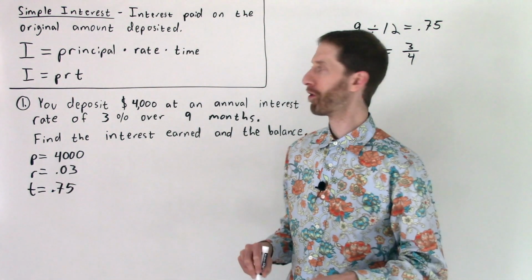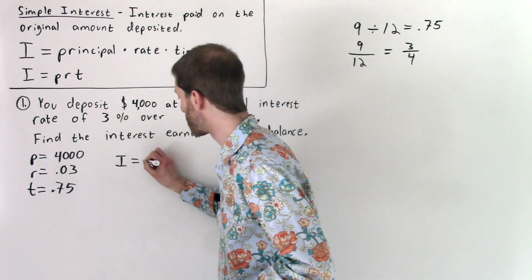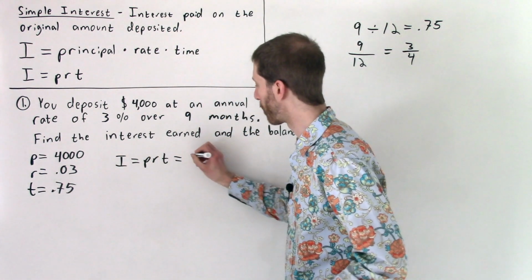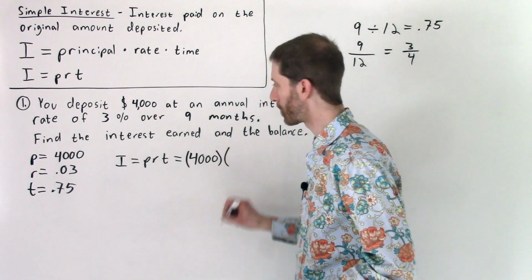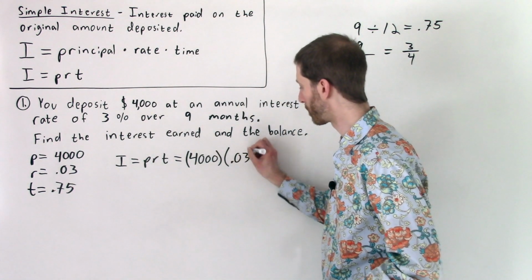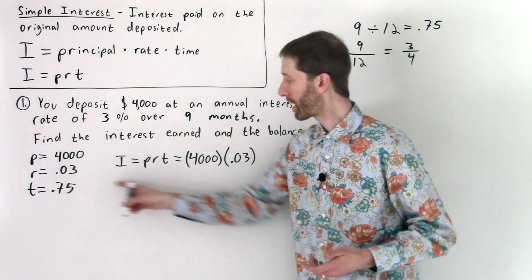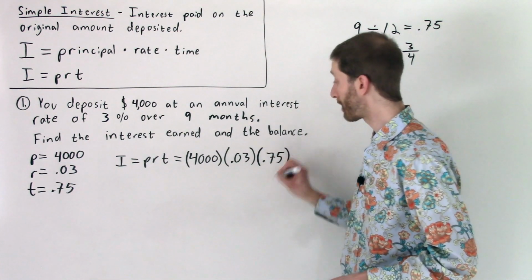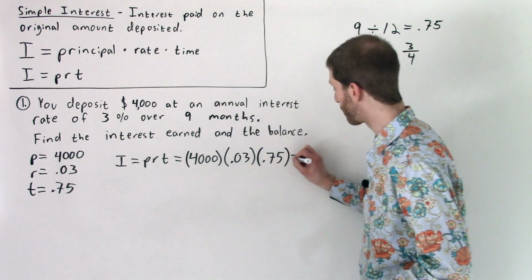Now I'm ready to rock and roll. I use my simple interest formula, I equals PRT. And so now I'm going to replace P with 4,000. I'm going to put that into parentheses to show that evaluation of 4,000 in for P. The same with R, which is 0.03. Here, plug into R. And then finally, I've got the time being evaluated into T, which is 0.75. Definitely use a calculator for this. When you do it out, it's actually a nice number. We get an answer of 90.